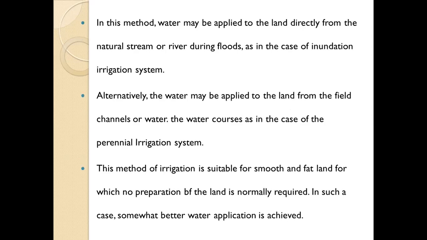So in this method, water may be applied to the land directly from a natural stream or river during the flood, or in the case of the inundation irrigation system. Alternately, the water may be applied to the land from the field channels or watercourse, as in the case of the perennial irrigation system. So this irrigation method is suitable for smooth and flat land for which no preparation of the land is normally required, right?